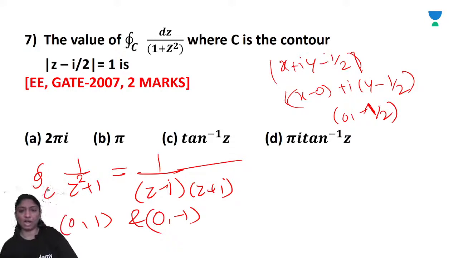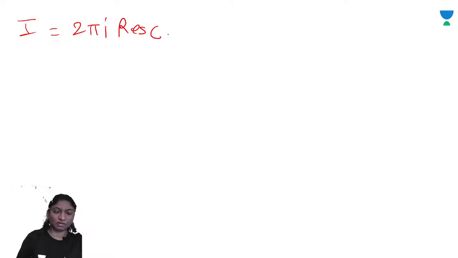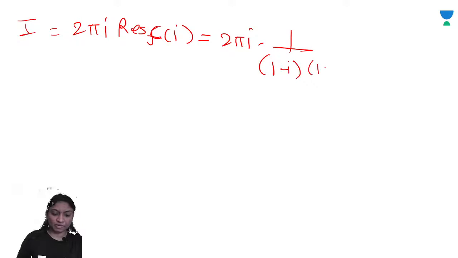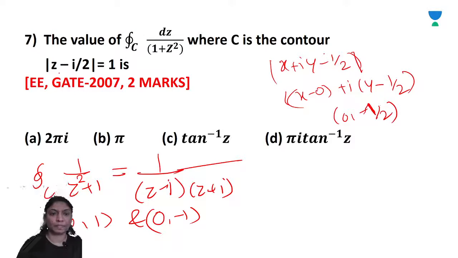Okay, so therefore the integral I is equal to 2 pi i into the residue at i, which is equal to 2 pi i into 1 upon i plus i, since it is a simple pole. The i minus i cancels out, so you will get I is equal to pi. Yes, option B. Clear?